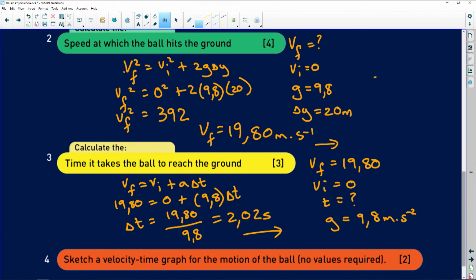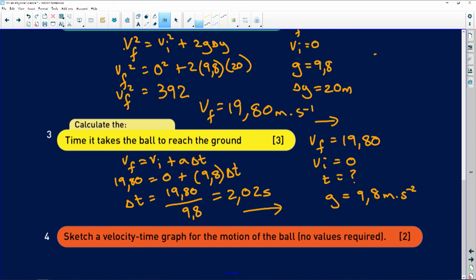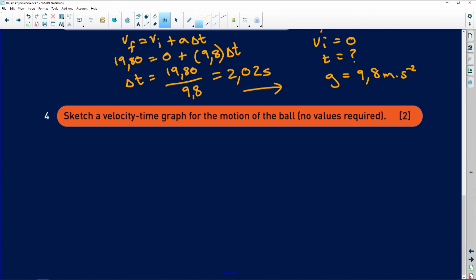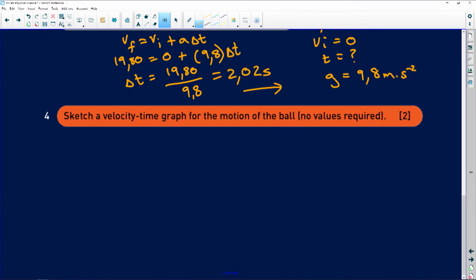Yay. So this is a really nice little question. Okay, so hopefully we're not having any problems with it. And it's amazing how always at the end of this type of question, they will put in the graph. So yes, there's a graph question. All right, so let us look at the graph. It says, sketch a velocity time graph for the motion of the ball. No values are required.